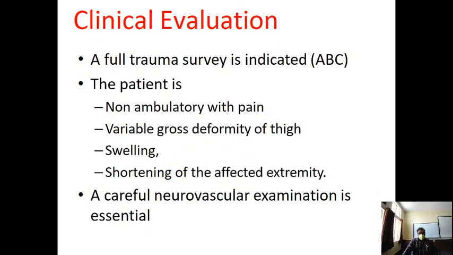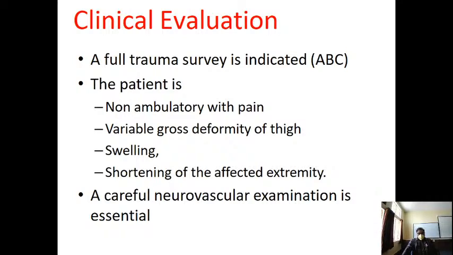And clinical evaluation. A full trauma survey is usually indicated. ABC is airway, breathing, and circulation. We must maintain the hemostasis of the patient along with blood channels and airway. The patient is usually non-ambulatory with pain. He cannot walk owing to the femur being a major weight-bearing bone of the body.